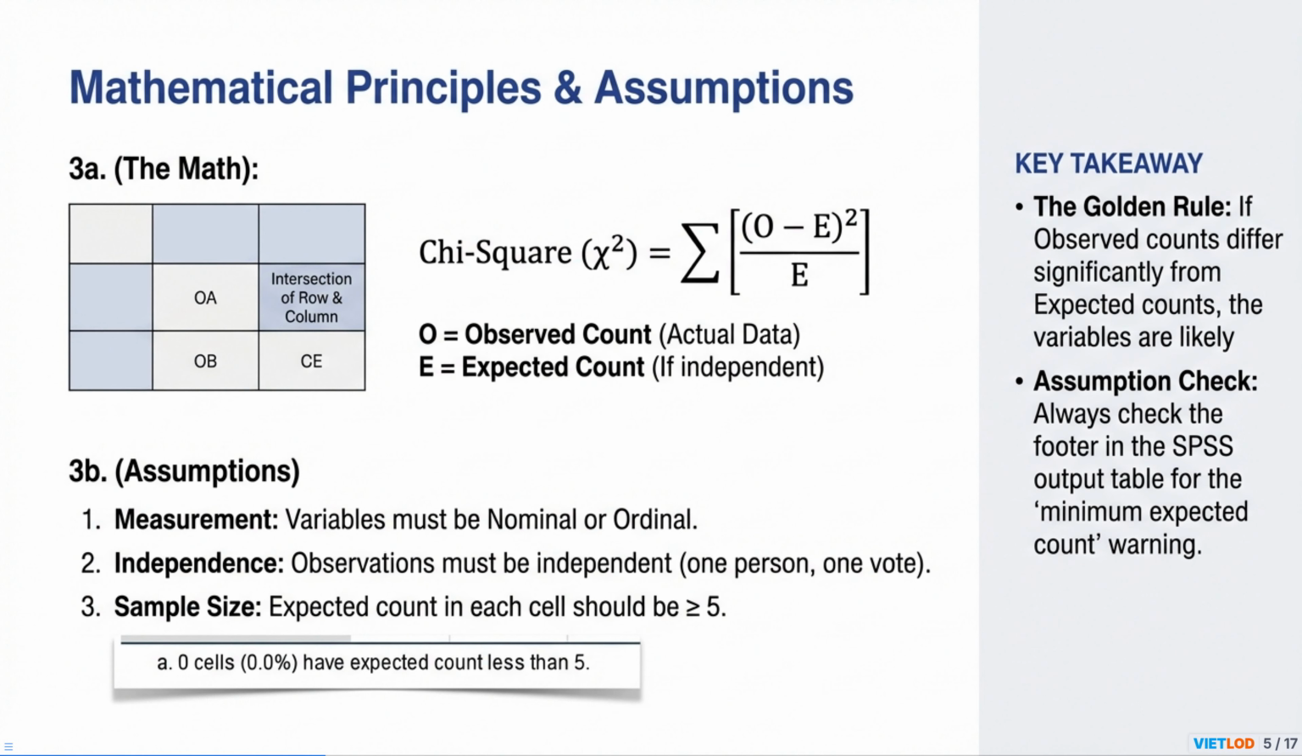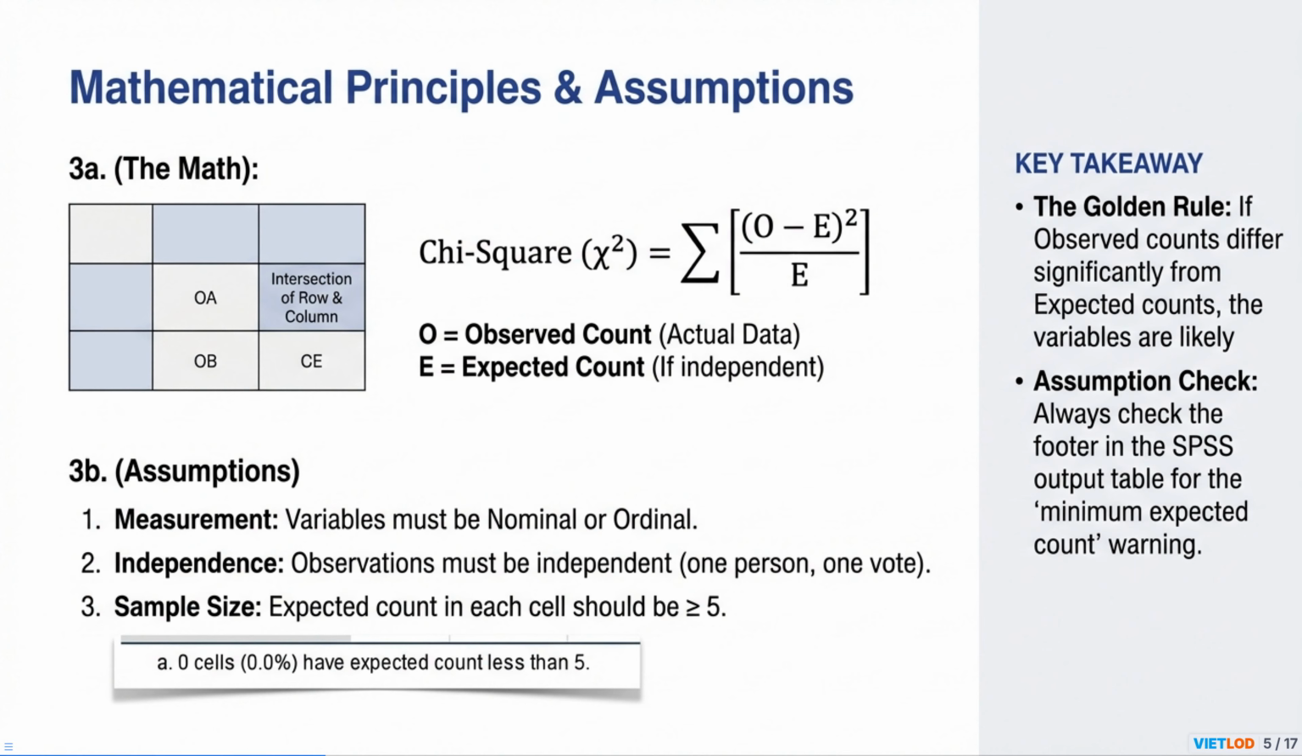Before we can trust the results, we must meet three key assumptions. First, the variables must be categorical. Second, the observations must be independent, meaning one person's response doesn't influence another's. Third, the sample size must be adequate, which is checked by ensuring the expected count in each cell is at least 5.